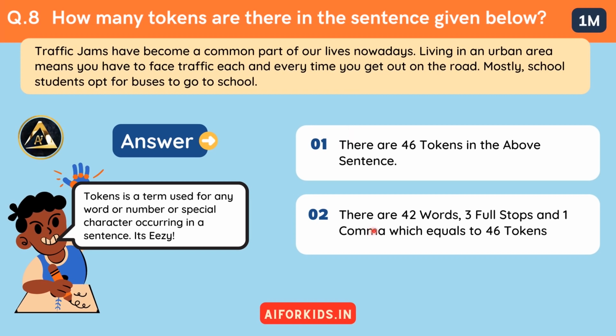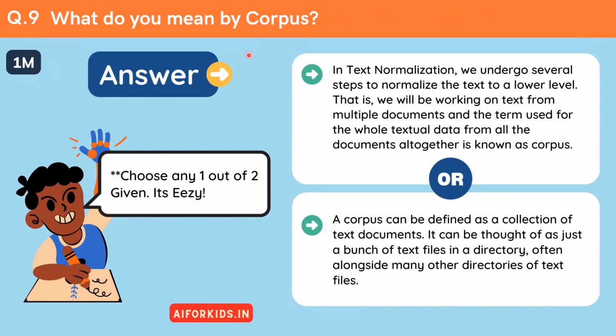Okay, there are 42 words, 3 full stops and 1 comma, which equals 46 tokens. Okay, let's move on to question number 9. Question number 9 says, what do you mean by corpus? So I have written 2 definitions of corpus. As Chintu says, we need to choose any one out of the given for answering.